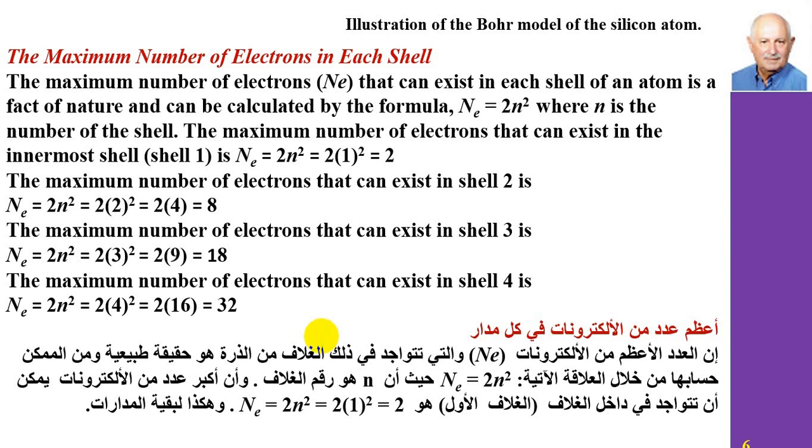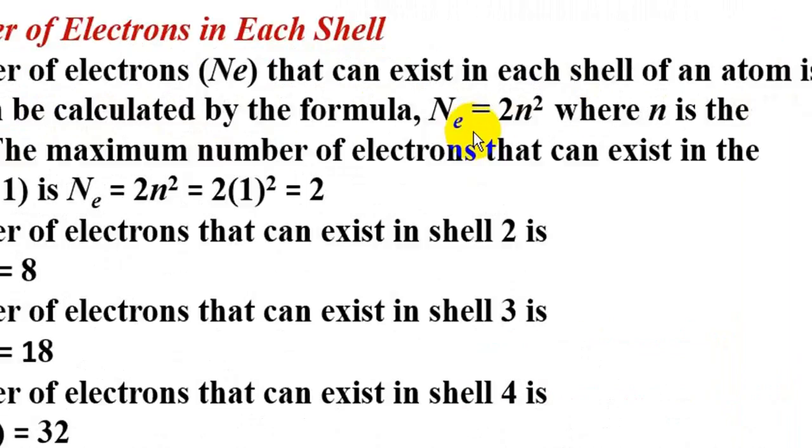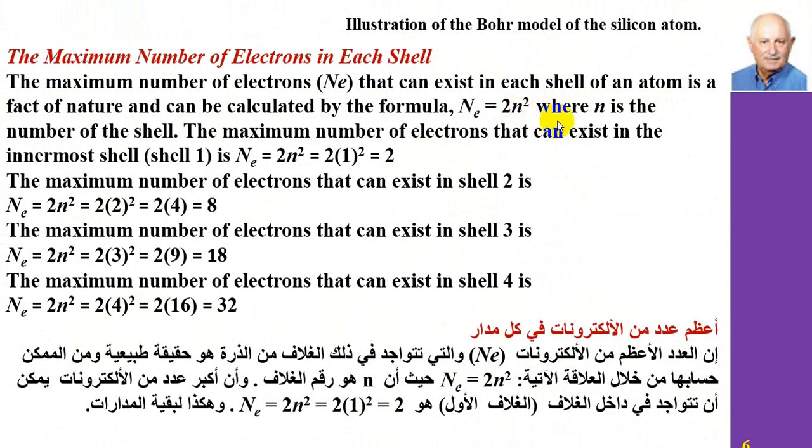The maximum number of electrons in each shell. The maximum number of electrons, N sub E, that can exist in each shell of an atom is a fact of nature and can be calculated by the formula N sub E equals 2 times N to the power 2, where N is the number of the shell.